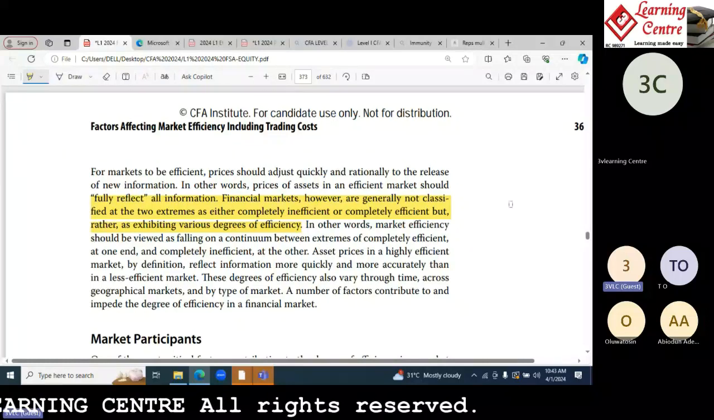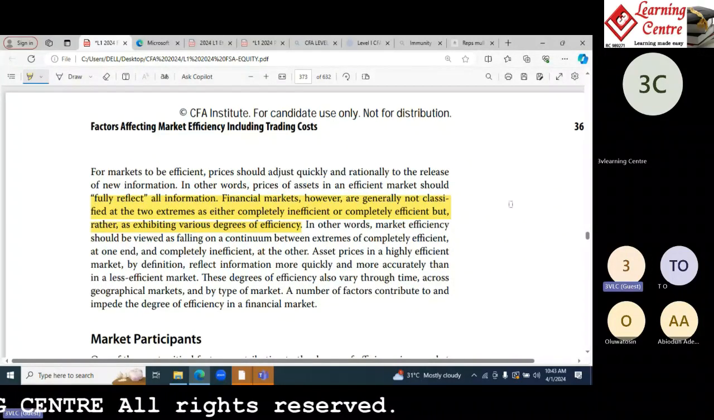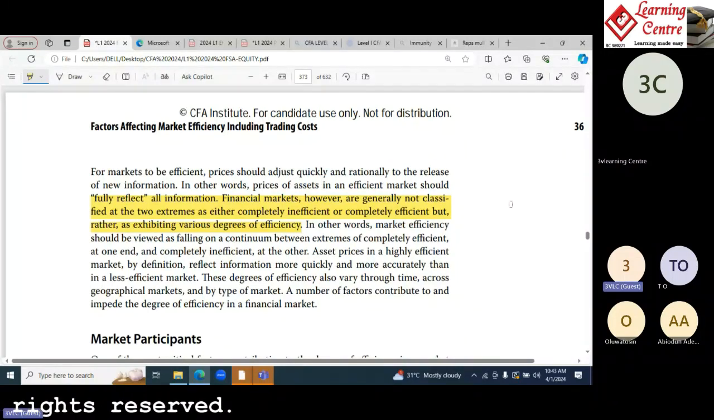So that means what we always say is that we never say a market is inefficient or a market is efficient. We always speak to it as a level of degree. Yeah.